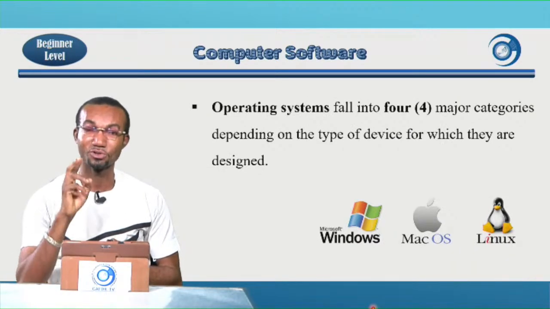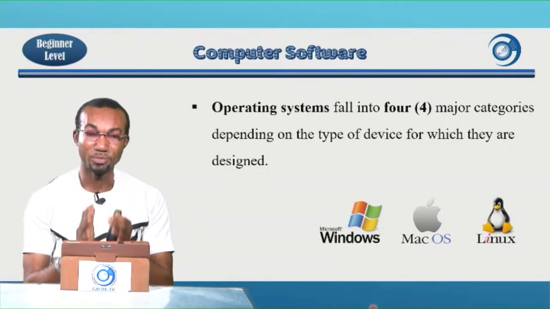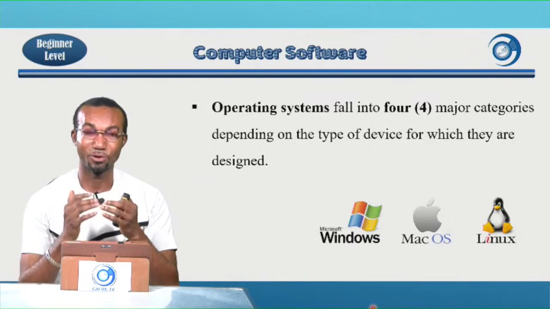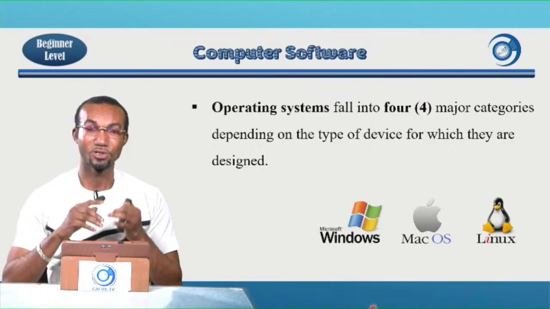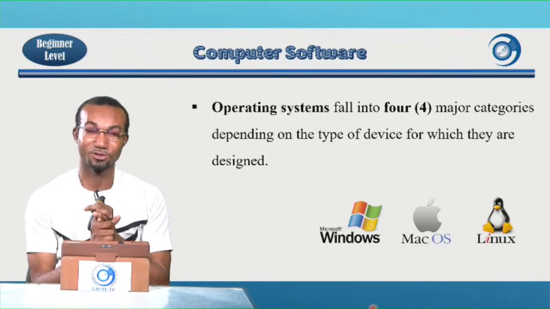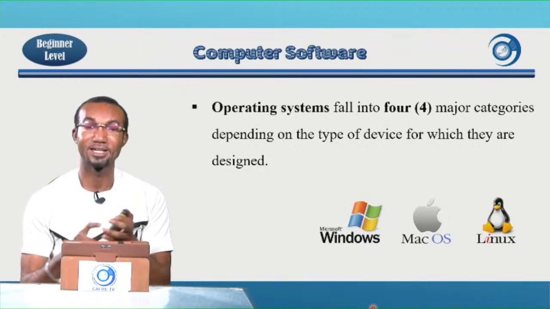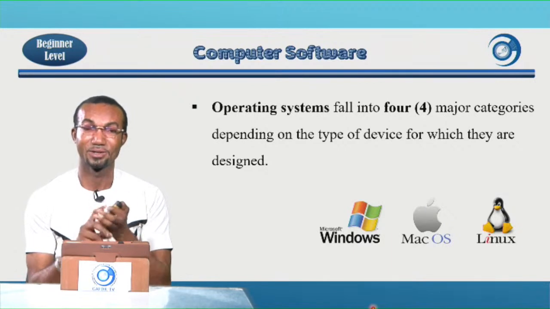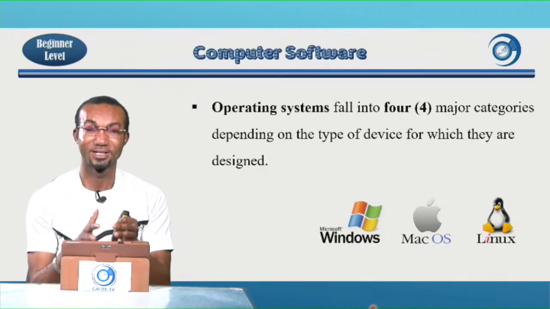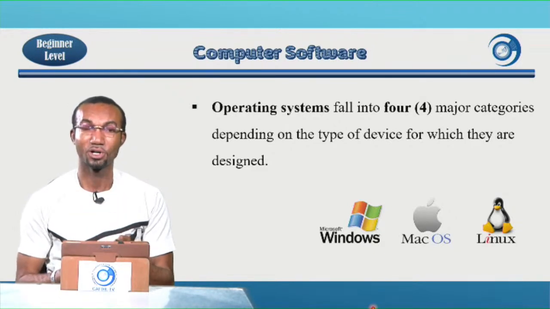Operating systems also fall into four major categories, depending on the type of device for which they were designed. So software comes in two types: system software and application software. In this lesson we are going to talk about system software. System software has three types: operating system, utility software, and device drivers. And we are going to talk about the operating system, which falls into four major categories.